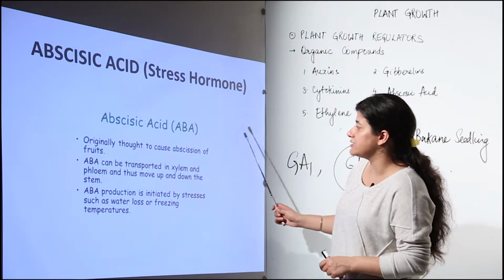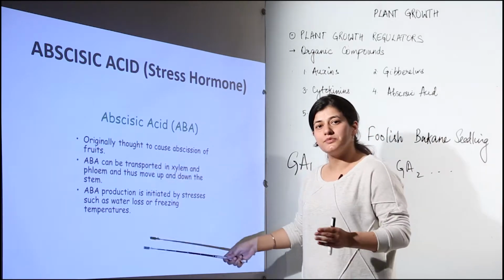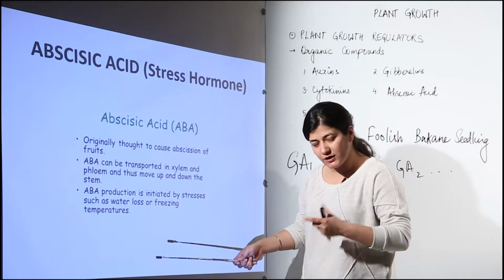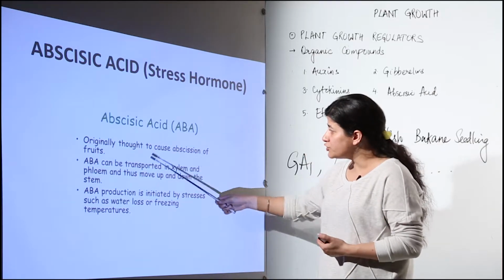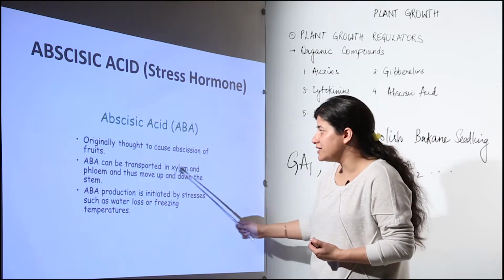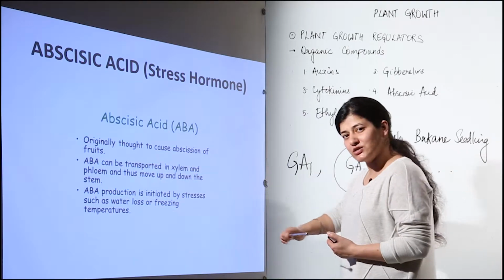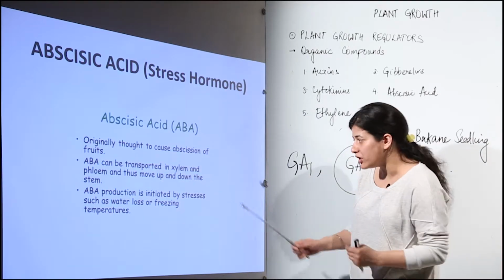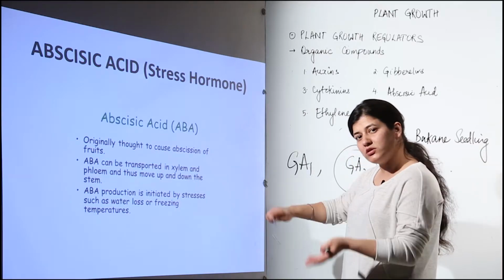So abscisic acid, earlier, as the name suggests, it has something to do with abscission. What is abscission? Abscission is falling down of the leaves or the fruit which have ripened. So it was thought to be the cause of abscission of the fruits, and it can be transported in xylem and phloem, thus move up and down the stem. As we saw in case of auxins, the flow was unidirectional. Over here, the flow would be bidirectional, because it is transported in both xylem and phloem.